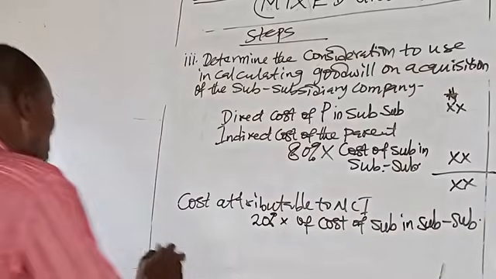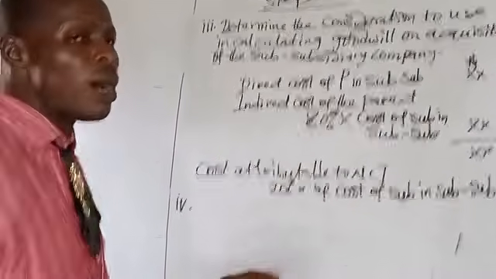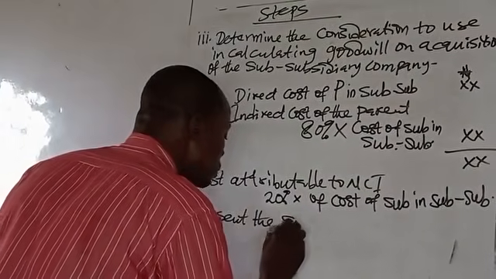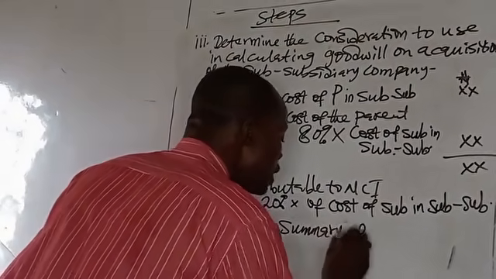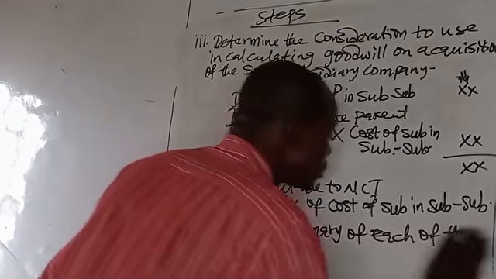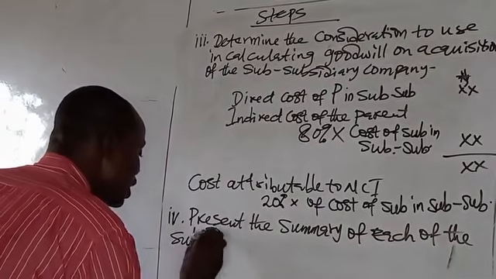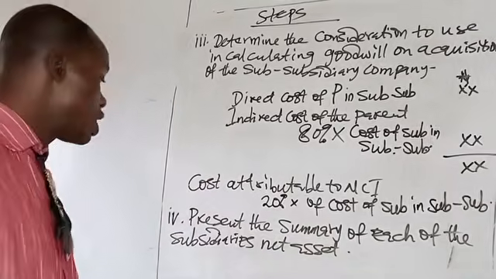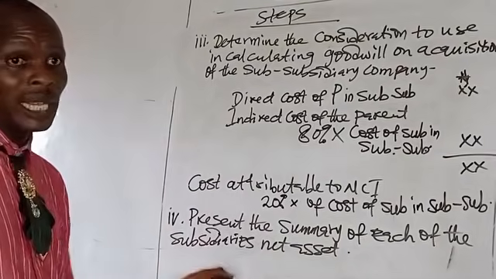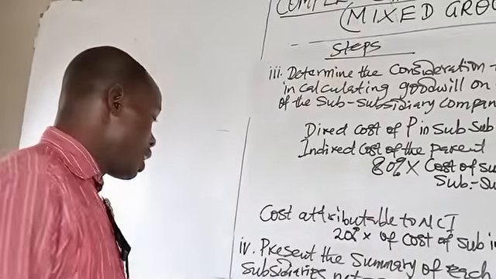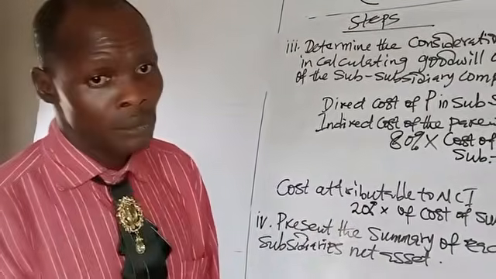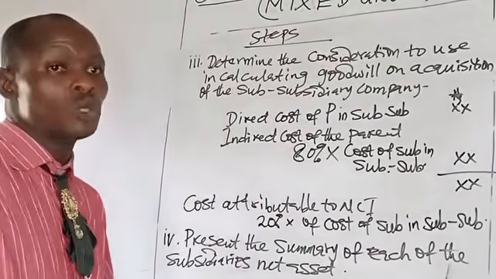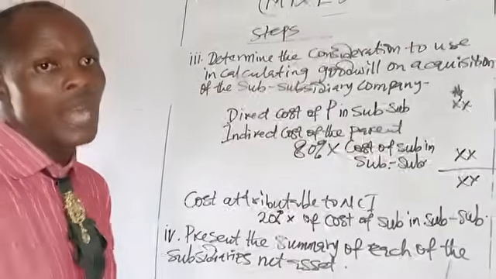Then step 4, present the summary of each of the subsidiaries' net assets. You present it. If you have been following me in this channel, then you will have been used to this. Please, I will advise you watch my earlier videos. I have over 20 videos on group accounts. Please go back to all those videos and watch them for better understanding.